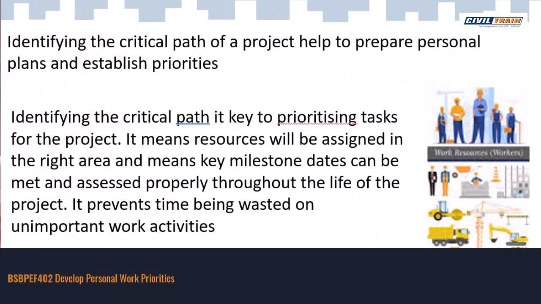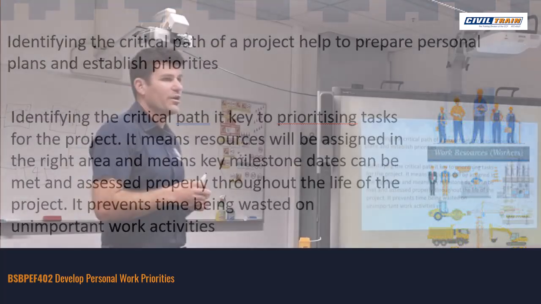So identifying the critical path of the project helps to prepare personal plans and establish priorities. Identifying the critical path is a key to prioritising tasks for the project. It means that resources are assigned in the right area, focusing on the ones that are going to provide us with the most successful completion of that project, and making sure we can obviously hit those key milestones. And it prevents time being wasted on unimportant work activities.